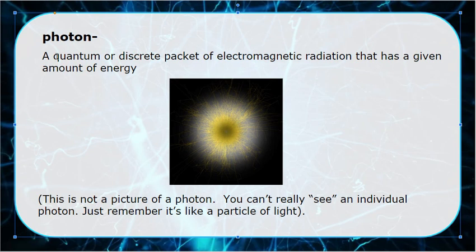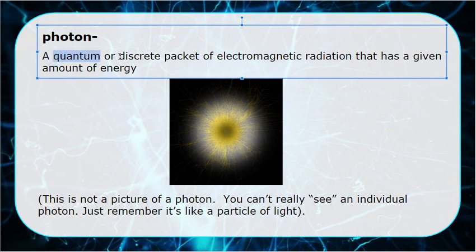And it's quantum, or it's discrete. We say that because you can't like break it in half. Okay? You either have a particle of light, or you don't have any light. Right? It's either there or it isn't. It's off or it's on. There's no little bit of one photon.